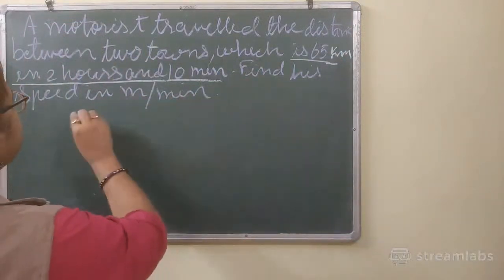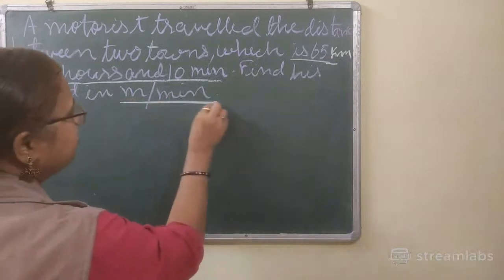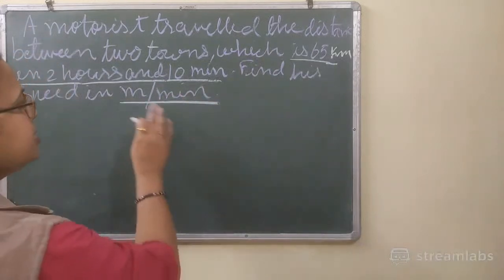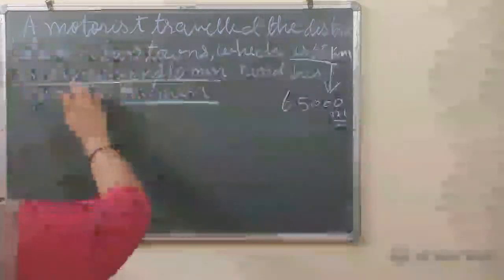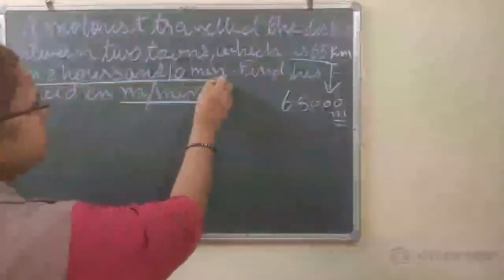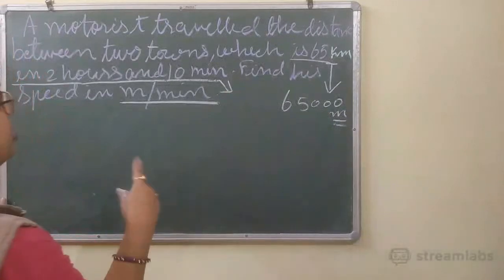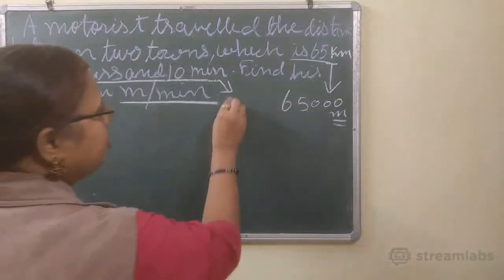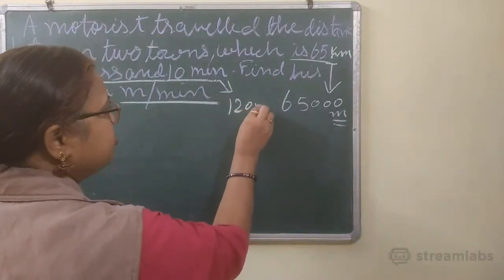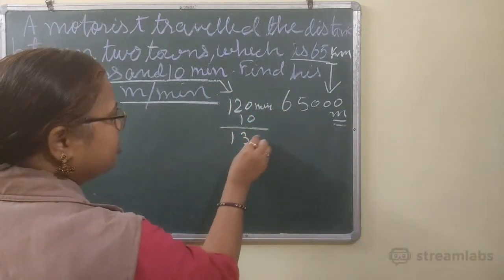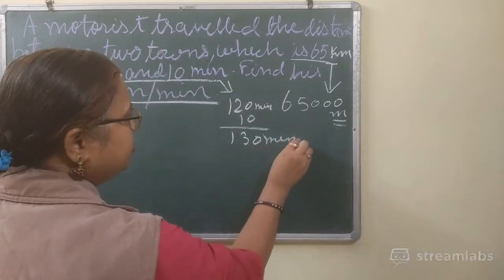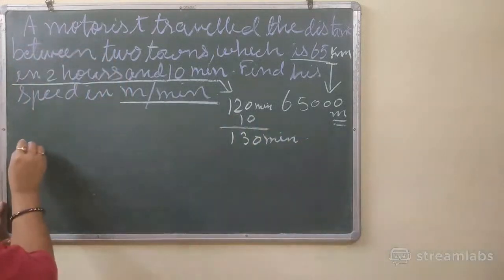So write 1000 meter. Okay. Then 2 hours 10 minutes. So this 2 hours 10 minutes we will change in minutes. 2 hours is equal to what? 120 minutes. And this 10 minutes we will add, then it will become what? 130 minutes.